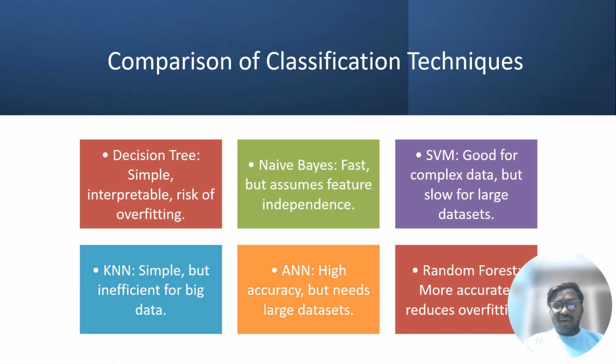And comparison of classification techniques. Decision tree: simple, interpretable, risk of overfitting. Naive Bayes: fast, but assumes feature independence. SVM: good for complex data but slow for large data sets. KNN: simple but inefficient for big data. ANN: high accuracy but needs large data sets. Random forest (RF): more accuracy, reduces overfitting.